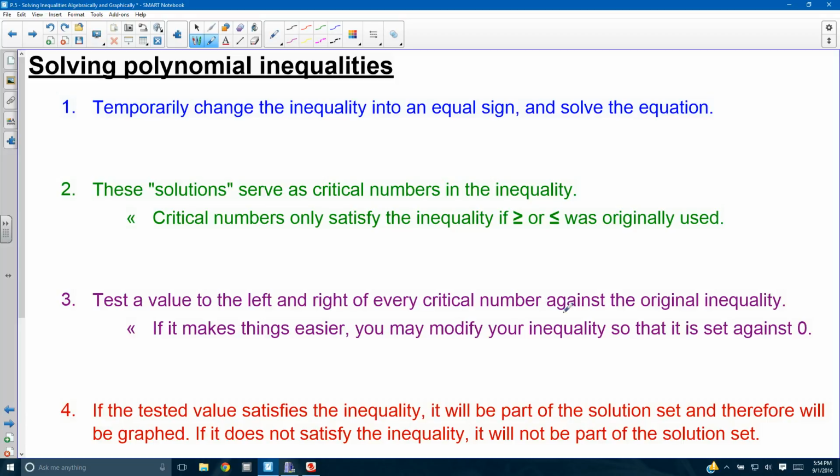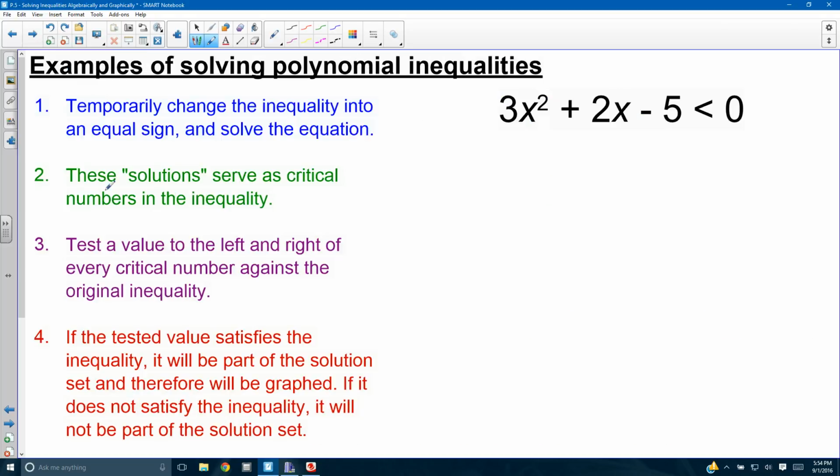If it makes things easier, set your inequality equal to 0. For the most part, your inequalities will already be like that. Now the values that you test, if they satisfy the inequality, then it's part of the solution set, and then we'll graph it. If it does not satisfy the inequality, it will not be a part of the solution set. So I know you're already sick of the rules or the instructions. Let's go ahead and keep those instructions off to the side without the smaller bullet points.